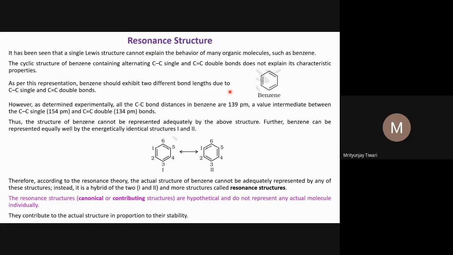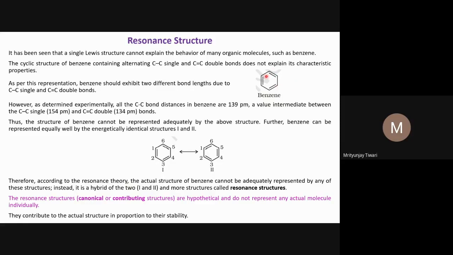Before understanding the resonance effect, let us first understand the resonance structure, what it means and what its implications are. What we usually see in organic chemistry is that for many molecules, a single structure cannot depict all of their properties. Using just one single structure, you cannot understand or deduce all of the properties.